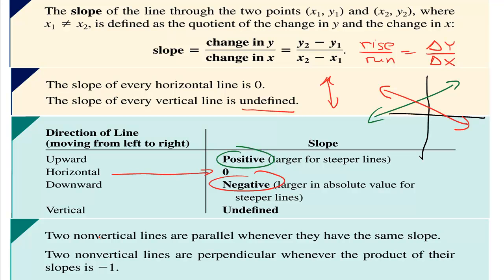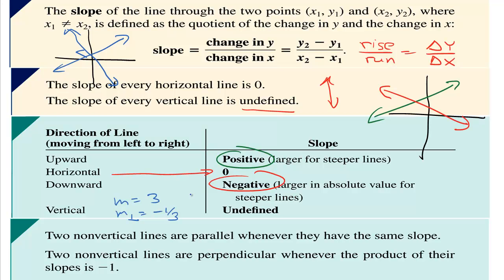And then two non-vertical lines are perpendicular whenever the product of their slopes is -1. A little harder for me to draw because I'm not the world's greatest artist. But if you have the slope of this line and the slope of a perpendicular line to it, right? This is supposed to be a right angle. Then those two slopes are opposite reciprocals. If the slope of the first one is 3, then the slope of the perpendicular line is -1/3. And if you multiply those two numbers together, you get -1, right?